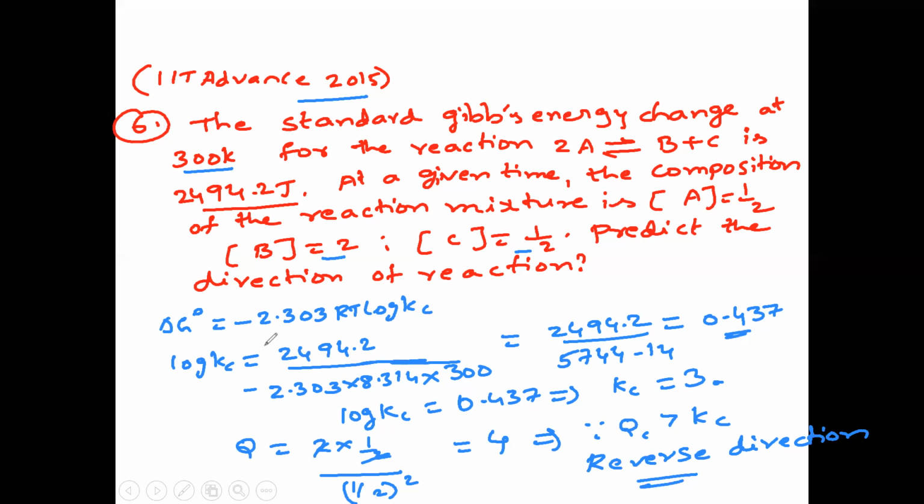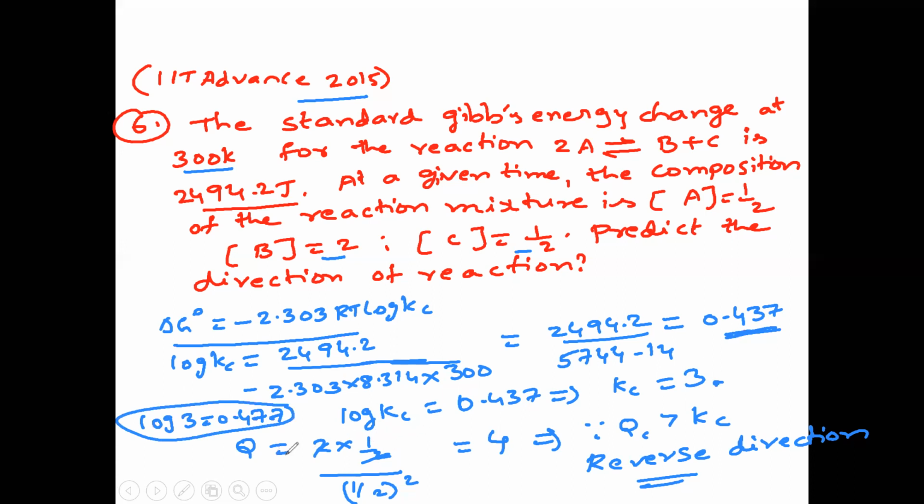For that, we need to first find Kc. How to find Kc by using the delta G value? From delta G, we can find log Kc. Delta G log Kc is equal to 2494.2 by minus 2.303 into 8.31 into 300. So it is approximately 0.437, which is almost, because the log 3 value is 0.477. It is very close to log 3, so by this we can say Kc is equal to 3.